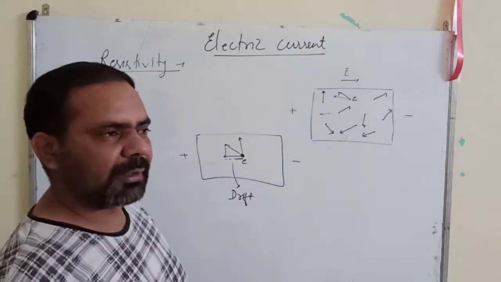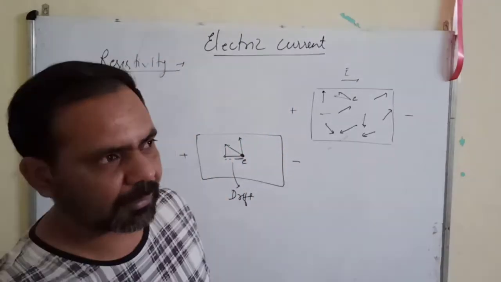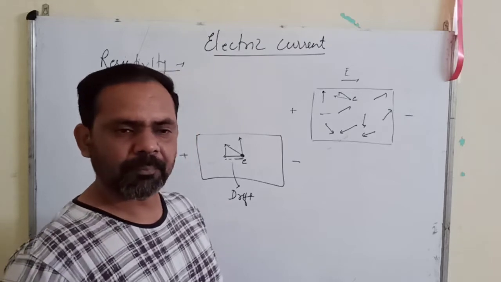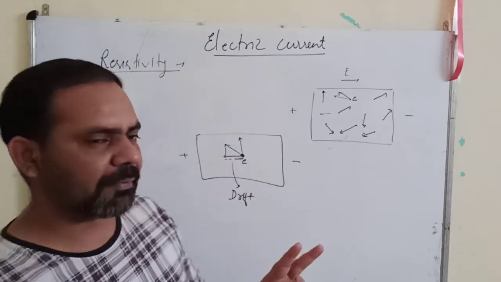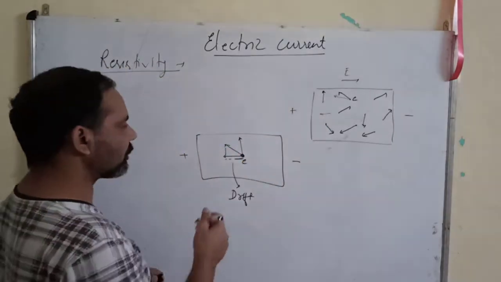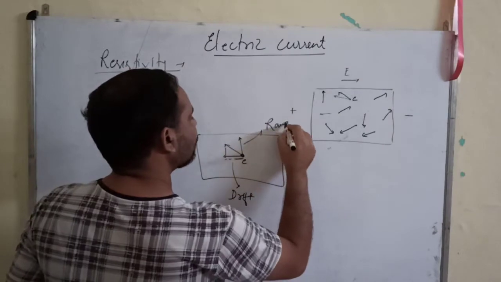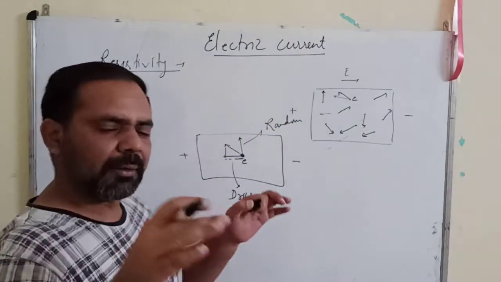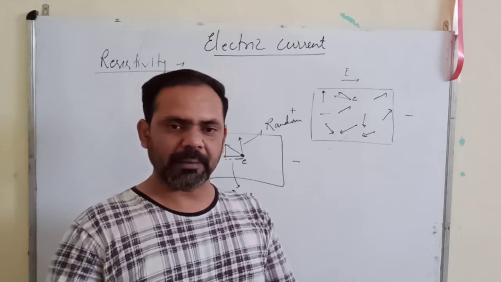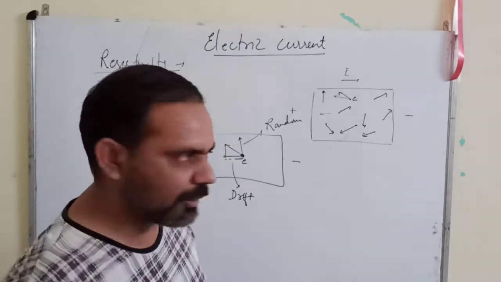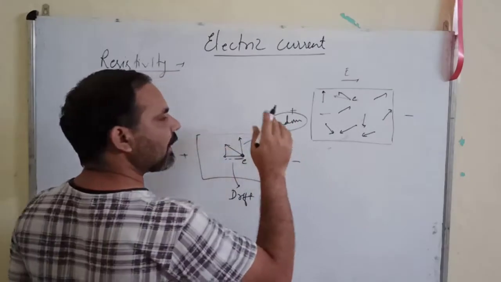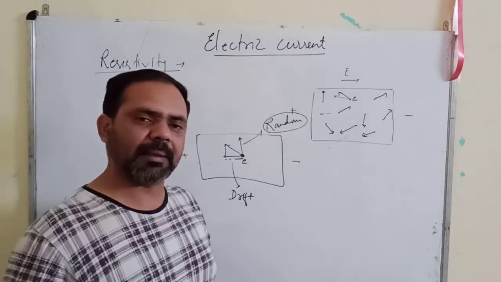Okay, so when the electrons are in the conductor, when they are free to move, and when that conductor is placed inside the electric field, the electrons have two different types of motion. One is the random motion, which they have because of their temperature, because of their heat. They have some heat inside them, due to that they have some energy, and due to that energy they have some random motion. This is their original motion before applying the electric field.